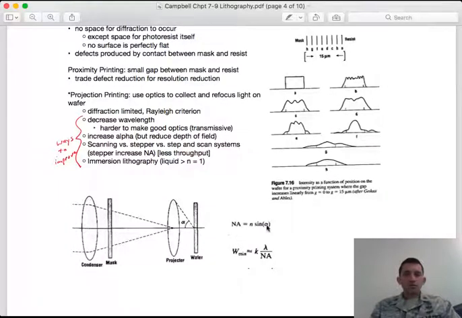So when we talked about optical microscopy, you can increase the half angle by moving the aperture or the lens closer. You can also increase the refractive index, so we had immersion lenses. You also have immersion lithography, where instead of using air or a vacuum in that space, you could put in a liquid that has a greater index of refraction.